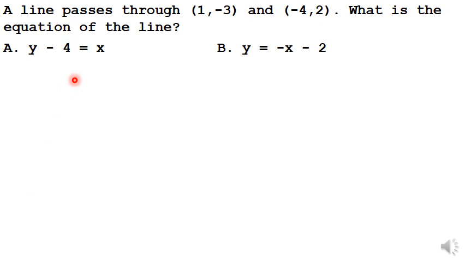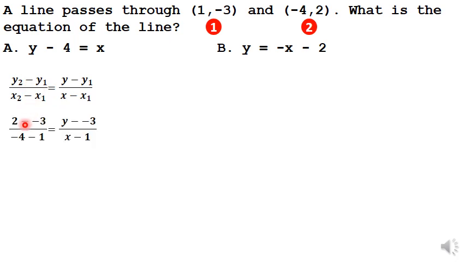Okay, our formula is the two-point form equation of the line. Assuming that this is our x1 and that is our x2, now we can substitute for the values of y2 and y1. Our y2 is 2, and our y1 is -3. And our x1 is 1, and our x2 is -4. So we can rewrite this expression, and we have the final equation of the line.